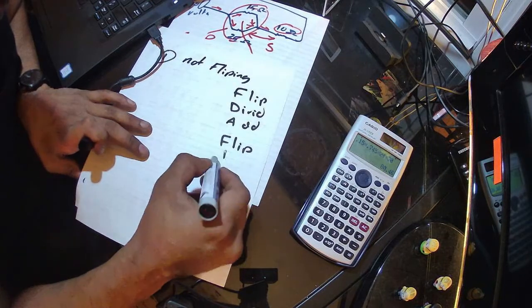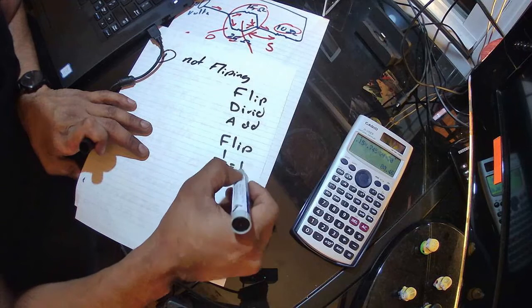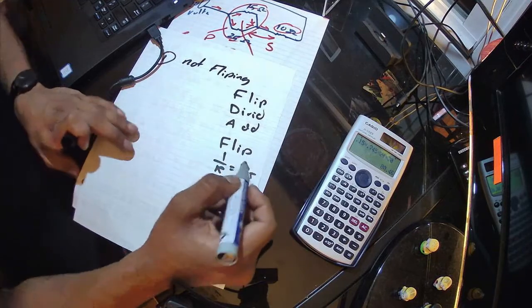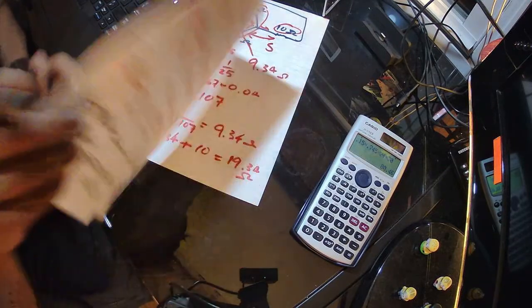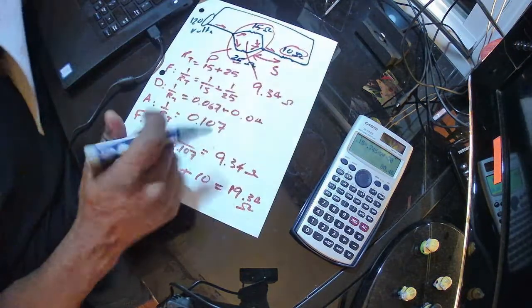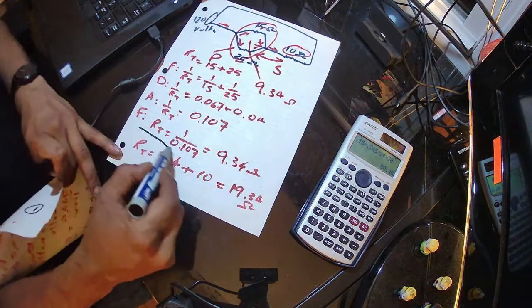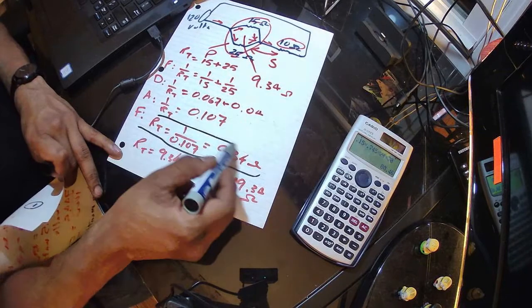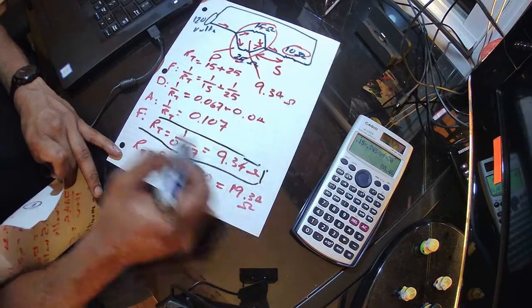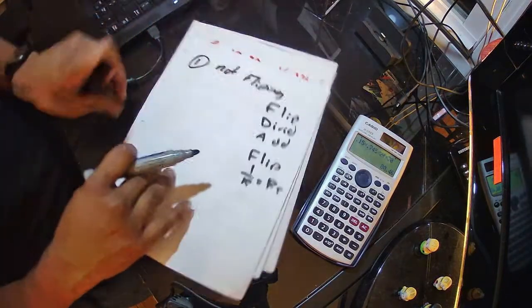Flip is, you will have 1 over RT. You have to make it RT, and you divide everything in the results by 1, kind of like what we did here. So this step, almost everybody forgets. So make sure you don't forget that part. Second mistake.